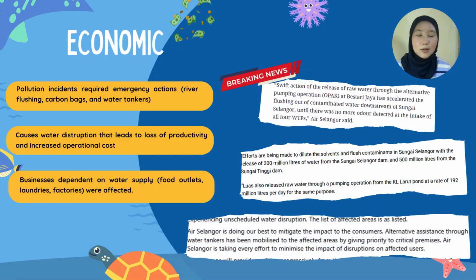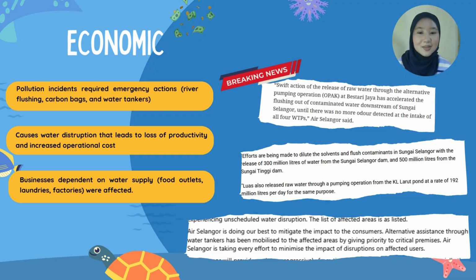Besides the social effect, pollution also causes serious economic impact. Pollution incidents require emergency response actions such as river flushing, installation of carbon bags, and distribution of water tankers. These actions increase public spending and place a financial burden on water authorities. Water supply disruption also causes business interruptions and loss of income. Industries and businesses that depend heavily on water, such as food outlets, laundries, and factories, were severely affected. Overall, pollution leads to loss of productivity, increased operational costs, and higher long-term monitoring and treatment expenses.